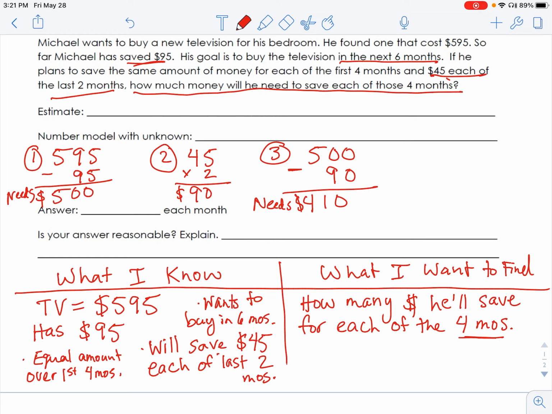Okay, now I'm getting close. I also know that he was going to have an equal amount over those 4 months. So he needs $410 over 4 months. He's going to have an equal amount. What equation should you set up for that? Our final step, we'll take that 410 and split it equally into 4 parts.